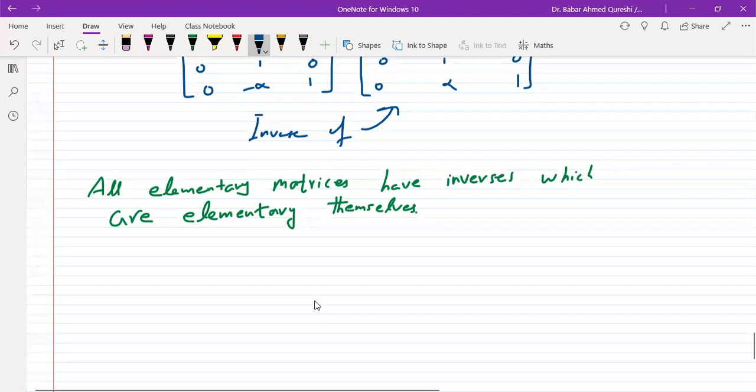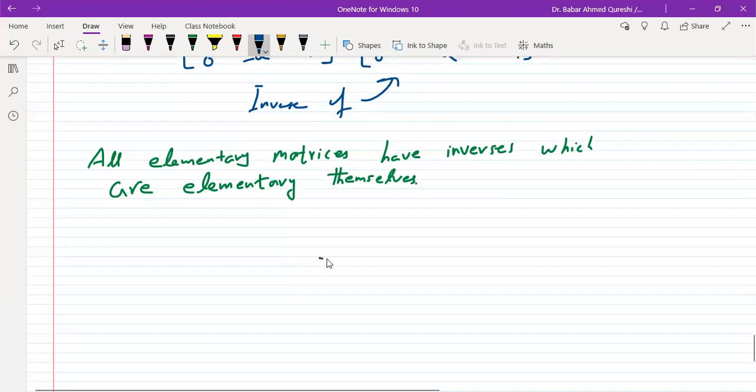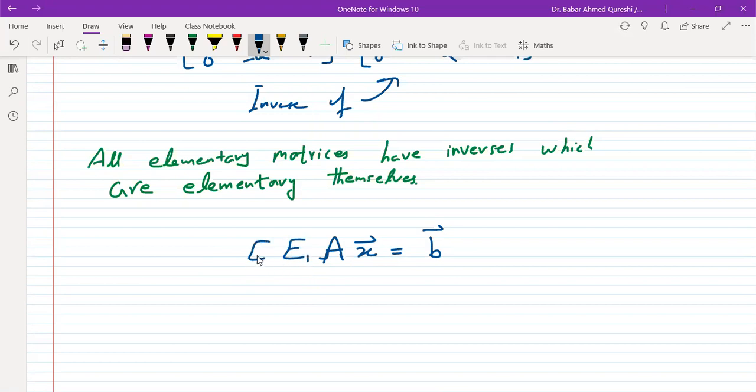So this has a consequence. The consequence is that if I start with a matrix A, let me write an equation. If I have an equation like this, and I multiply it with a bunch of elementary matrices on both sides.